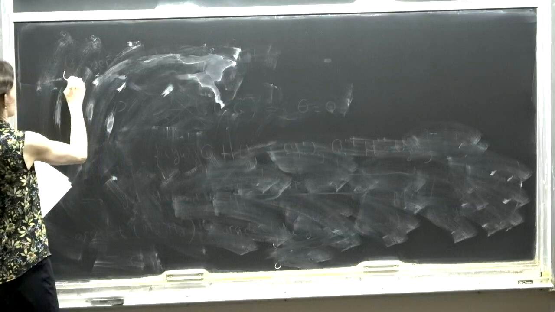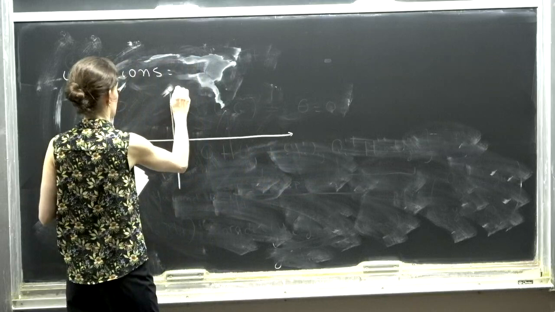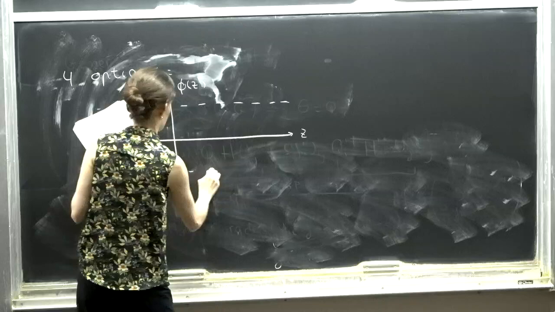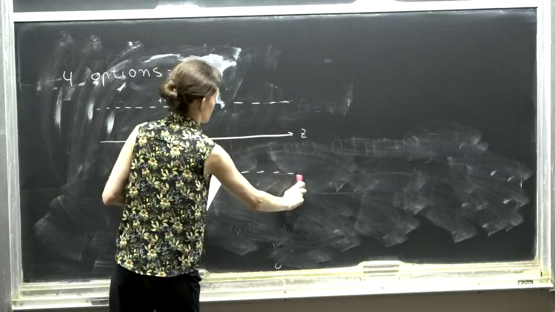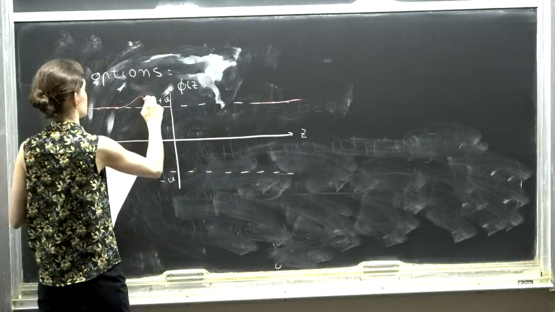Right, so there are four options. Let me just sort of draw what those can be. So this could be phi as a function of z, and here could be plus v, here would be minus v. And at infinity, the field has to be in one of these lines. We could have phi goes to plus v at both plus infinity and minus infinity, and maybe here in the middle we do something crazy.